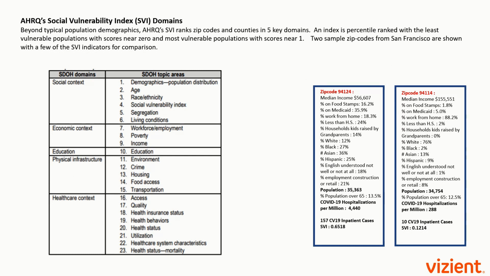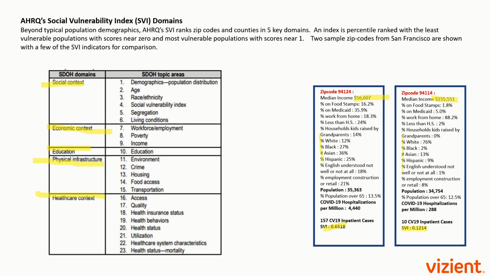This is AHRQ's Social Vulnerability Index, their domains: social context, economic context, education, physical infrastructure, and healthcare context. To understand the differences, I picked 2 zip codes in San Francisco. One on the poorer side, higher SVI, and a wealthier one. We can see the income differences, racial profiles.